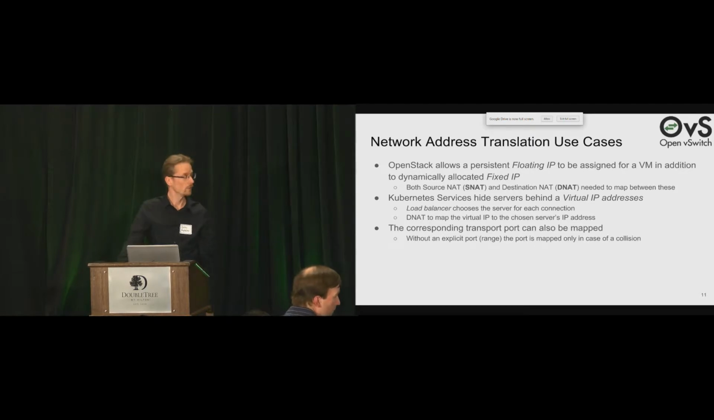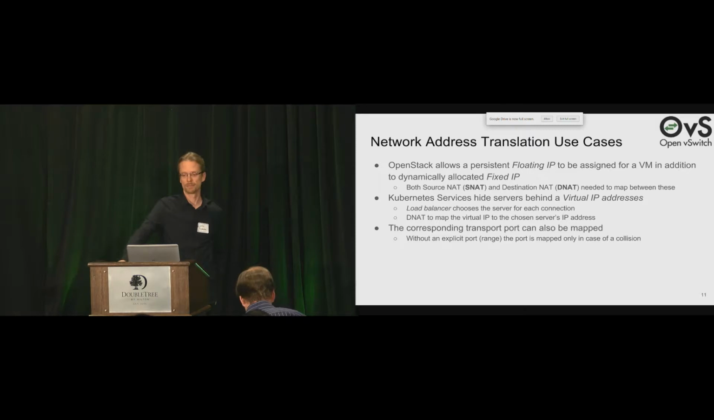Then another use case or example here is the Kubernetes services, which hide a pool of servers or pods behind a virtual IP address. And then there's a load balancer that chooses the server for each new connection. And this would be a DNAT use case. Port numbers can also be mapped, but if we don't specify a port range explicitly, this mapping will only happen in case of a port collision.